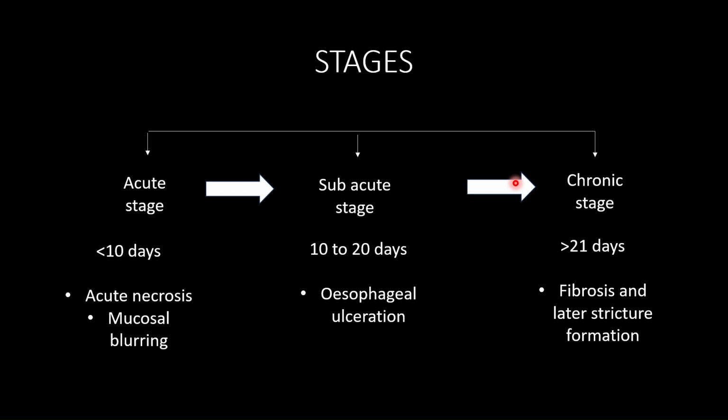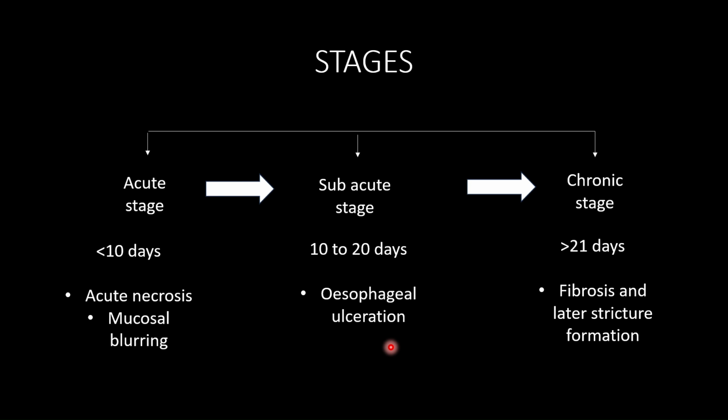Now, talking about the stages, it consists of 3 stages: acute, subacute, and chronic. Acute, which is less than 10 days from ingestion, is characterized by acute necrosis with mucosal blurring. Whereas the subacute stage, which is between 10 to 20 days, is classically seen with ulceration. Whereas in the chronic stage, there is fibrosis and later subsequently stricture formation.